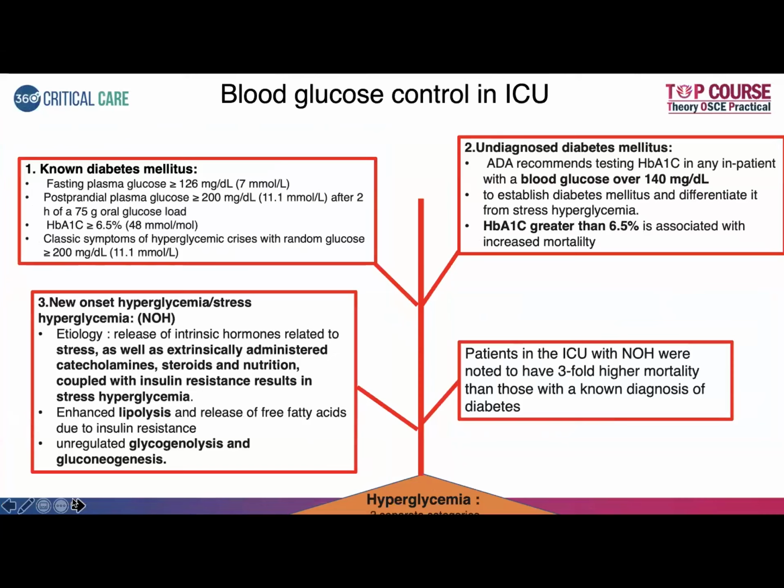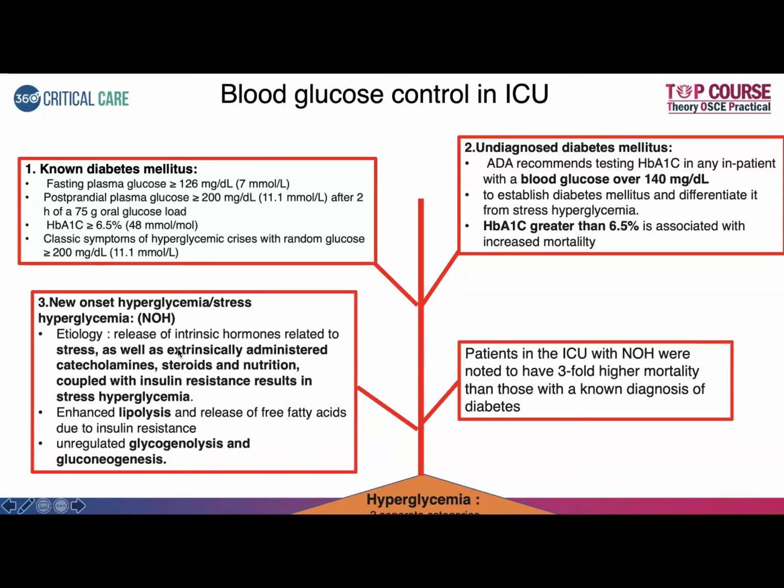So patients with hyperglycemia, you can classify into three categories: patients with known diabetes, unknown diabetes mellitus, and new onset hyperglycemia. So how do you differentiate between these three? Known, with a history, and you already have the criteria: fasting more than 126, postprandial more than 200, HbA1c more than 6.5, or classical symptoms of hyperglycemic crisis. Undiagnosed, you go with an HbA1c more than 6.5 and a blood glucose more than 140.